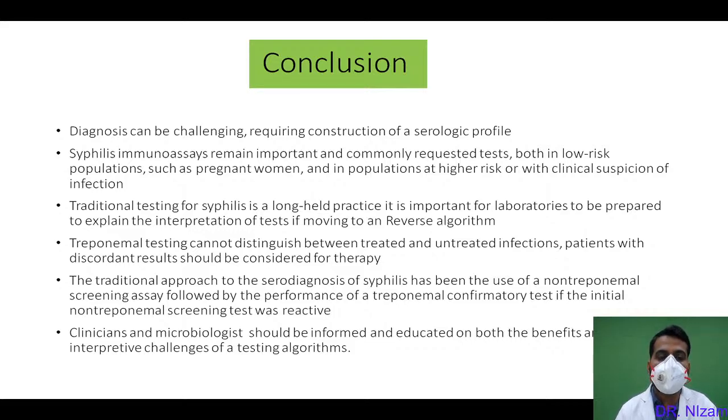The traditional testing is the long held practice. It is important for the laboratory to be prepared to explain the interpretation of the test if moving to a reverse algorithm. Treponemal testing cannot distinguish between treated and untreated infections. Patients with discordant results should be considered for therapy. The traditional approach to serodiagnosis of syphilis has been a non-treponemal screening assay followed by a treponemal test if the initial non-treponemal screen was reactive. Clinicians and microbiologists should be well informed and educated on both the benefits and the interpretative challenges of both testing algorithms.